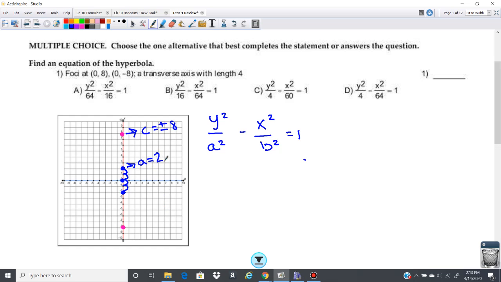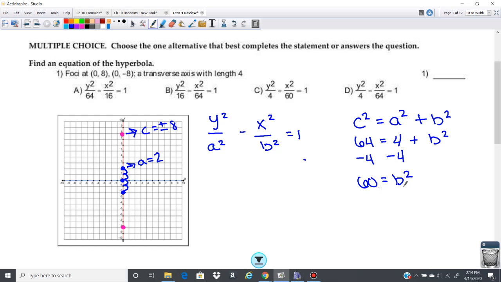Plus or minus 2. Now that I have a and c, I can find b using c squared equals a squared plus b squared. So if c is 8, 8 squared is 64. a is 2, 2 squared is 4. Then we solve for b squared. So we subtract 4. We get 60 equals b squared. b is going to be the square root of 60.